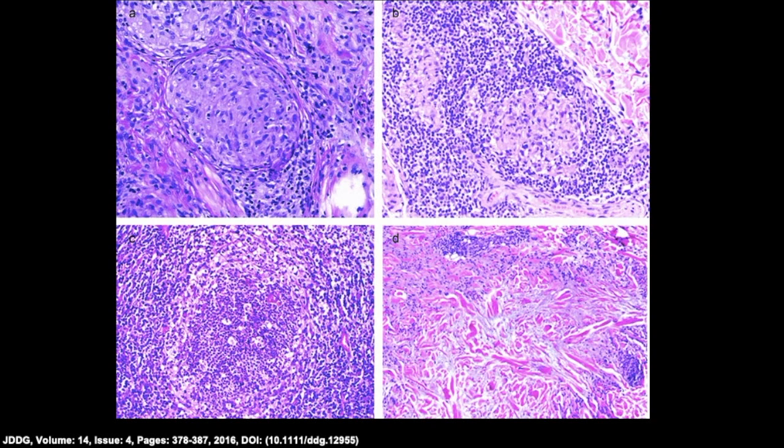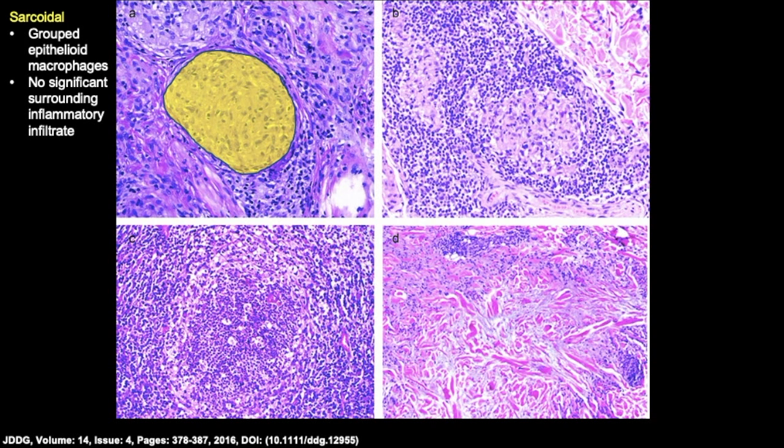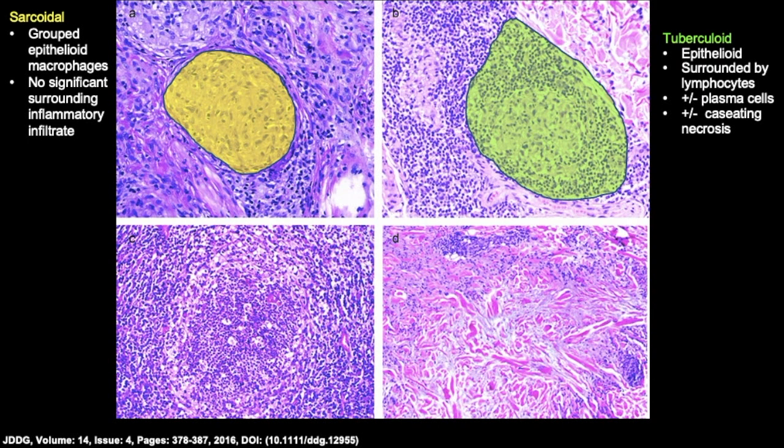So the first pattern is the sarcoidal pattern, and those are well circumscribed granulomas. They are formed of epithelioid macrophages, and there is no significant inflammation or lymphocytes around those granulomas, and that's why they are usually called naked granulomas. You see them in sarcoidosis and also other diseases. And we will talk a little bit about how to differentiate sarcoid from other diseases when you see naked granulomas.